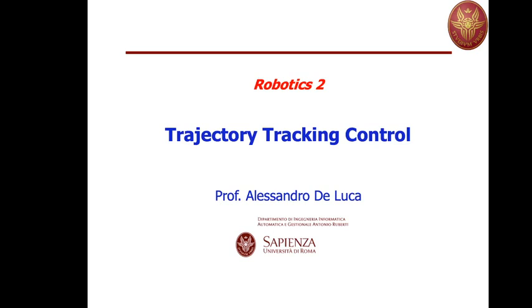The problem is a bit harder than the case of regulation, and we will divide the control design in two parts. In the first part of this lecture, we will essentially assume that we have a full dynamic model of the robot available that can be used for control computation. In the second part of the lecture, we will instead start from an assumption of very poor or absent knowledge of the dynamic model.